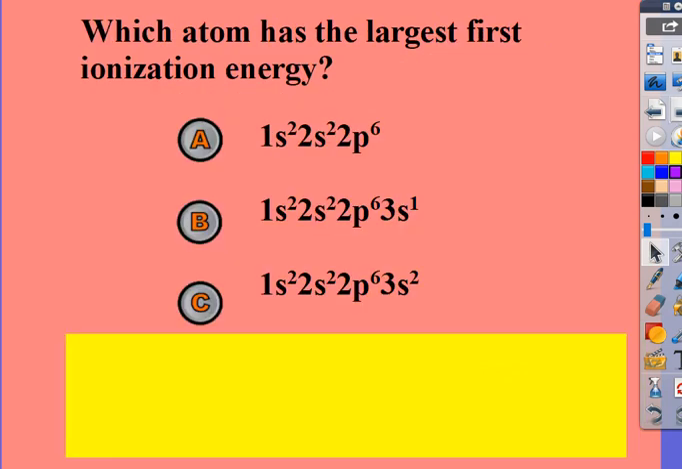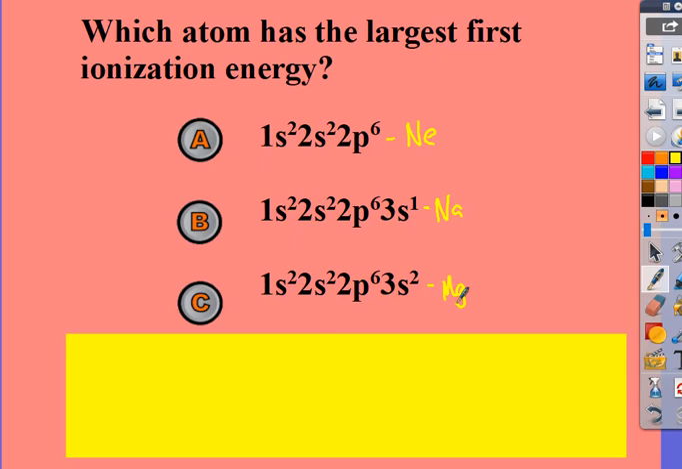Here's another type of question that you could see, where it says, which atom has the largest first ionization energy? Well, first ionization energy means the energy to remove the first electron. You don't have to, but it may be helpful if we say which element each of these are. So this is neon, this is sodium, and this is magnesium.